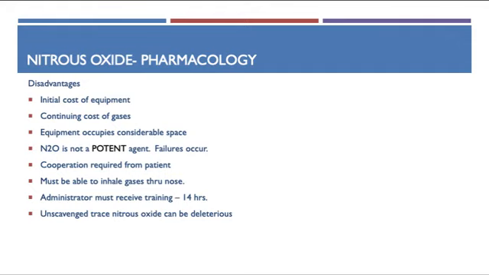So you're probably going to have a contract with a local medical gas supplier, and they're going to be bringing you canisters every couple of weeks to replace the canisters that you've used up. And it can be pretty expensive, and it can also take up a lot of space in your office. So if you don't have a whole lot of space, that's definitely a disadvantage.